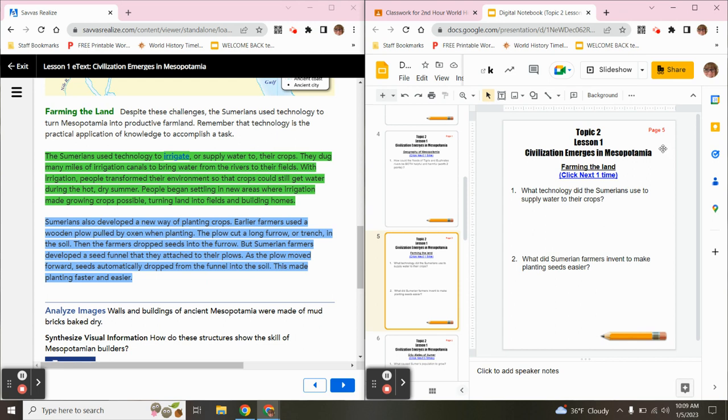We have moved on to page 5 of your digital notebook. Number 1, what technology did the Sumerians use to supply water to their crops? You will find that answer in this green highlighted paragraph. Number 2, what did Sumerian farmers invent to make planting seeds easier? In this blue highlighted paragraph, you will find that answer.